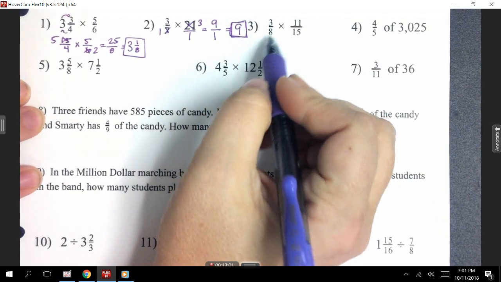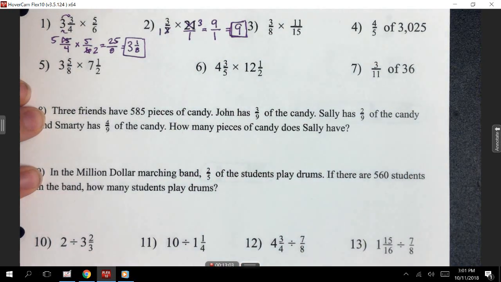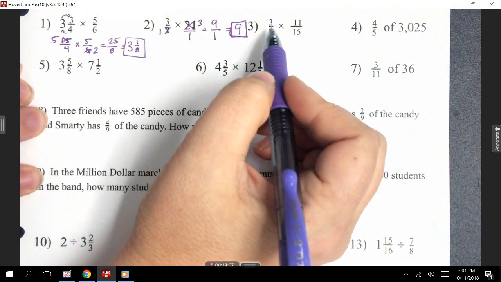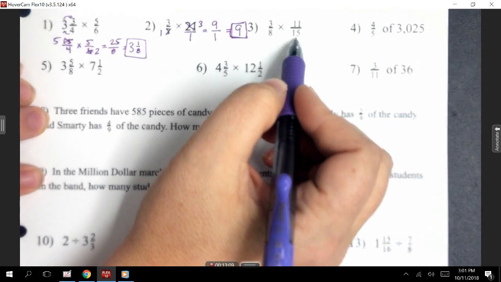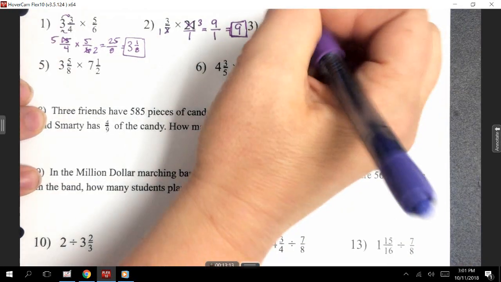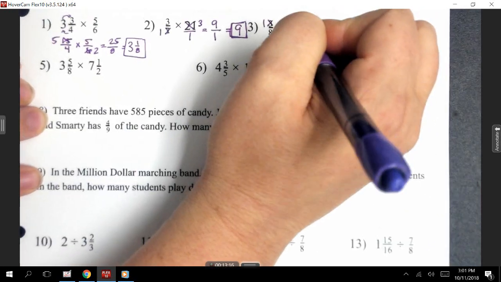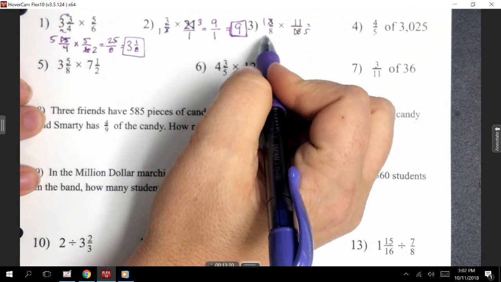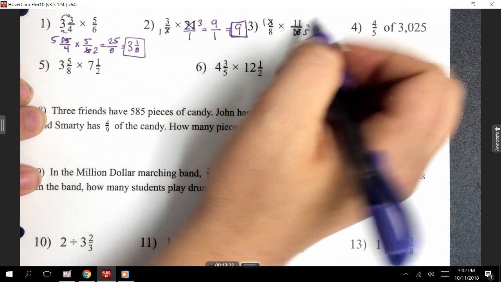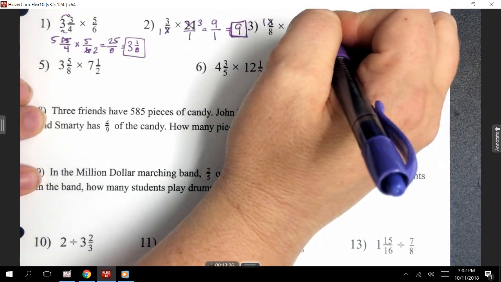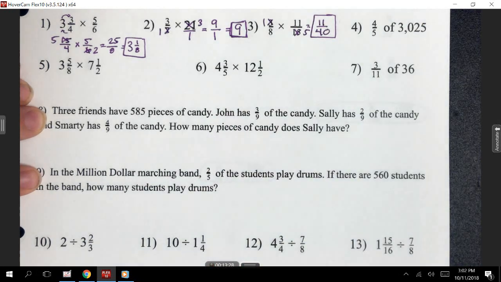All right, on number 3, there are no whole numbers. There are no mixed numbers at all, so we can just go ahead and simplify and multiply. When I look at number 3, I know 3 can go into 3 and 3 can go into 15. Please remember to always check your 3's. 3 divided by 3 is 1. 15 divided by 3 is 5. When I multiply now, because 11 and 8 won't simplify, so 1 times 11 is 11. 8 times 5 is 40. So I get 11 over 40.